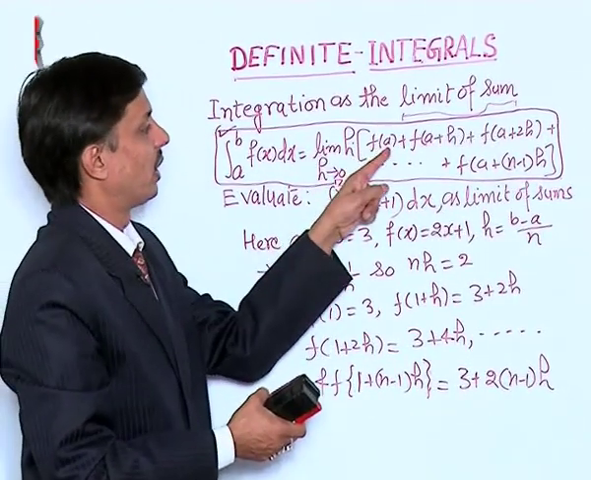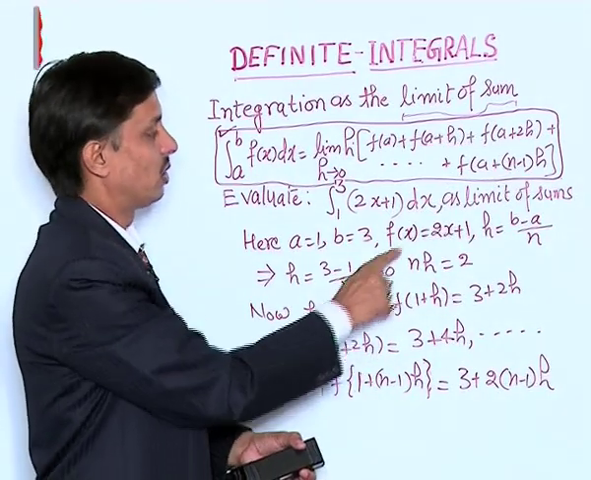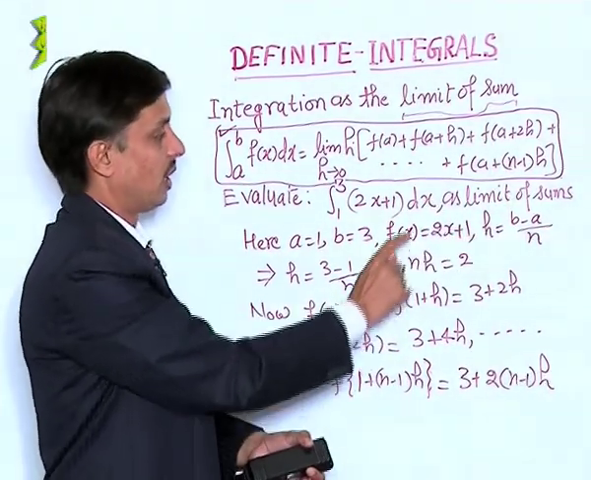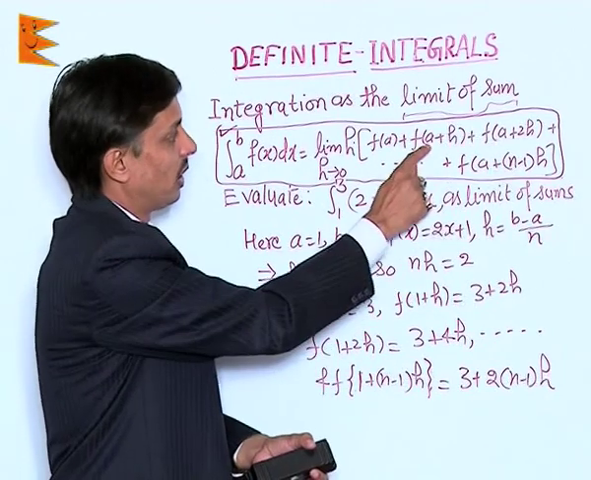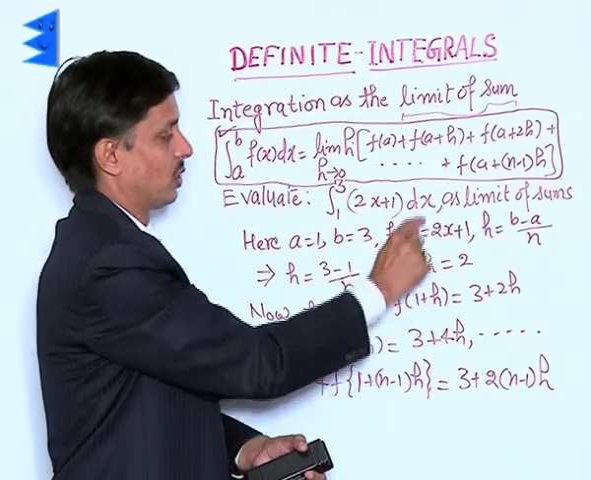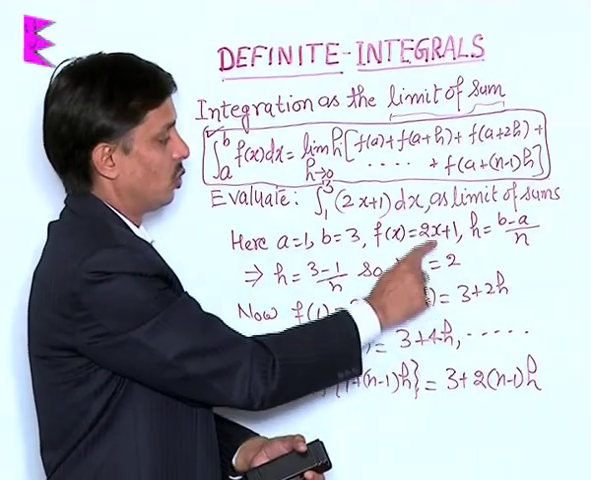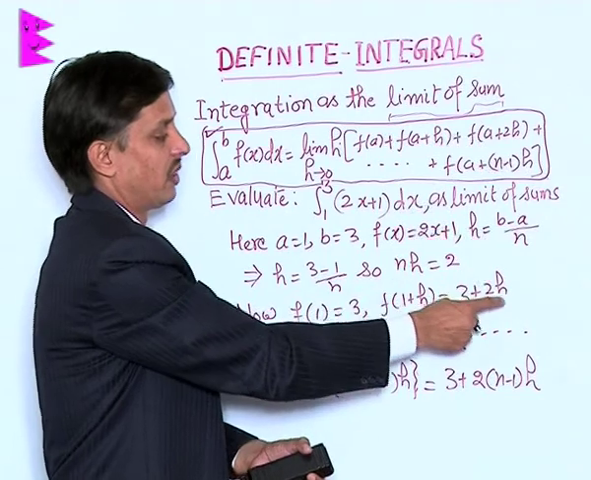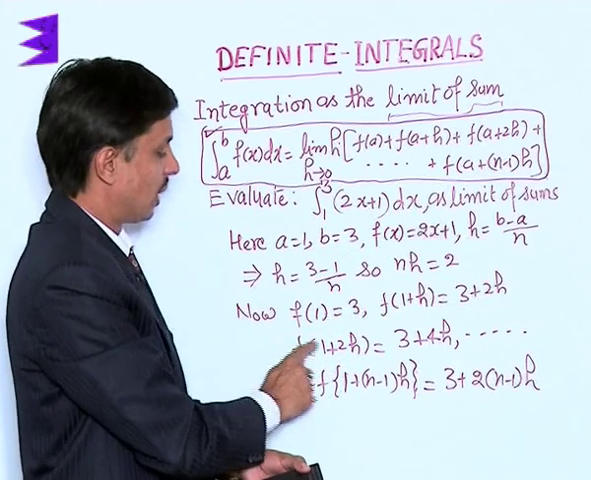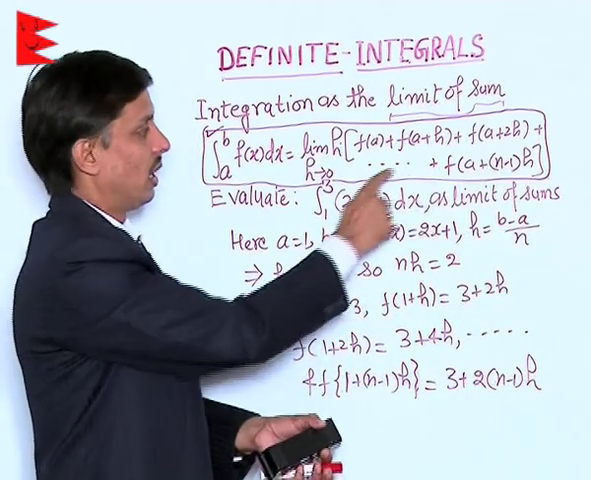Now we need to calculate f(1). We have the function f(x) equals 2x plus 1. So f(1) is what? 3. If we put 1 here, f(1) is equal to 2 into 1 plus 1, that is 3. Then in place of x, we need to put a plus h. a means 1 and h means h, so 1 plus h. If we put 1 plus h here, we get f(1+h) equal to 2 into (1+h) plus 1, that is 3 plus 2h. Similarly, next is a plus 2h. So the function's value at 1 plus 2h comes to 3 plus 4h, plus dot dot dot.